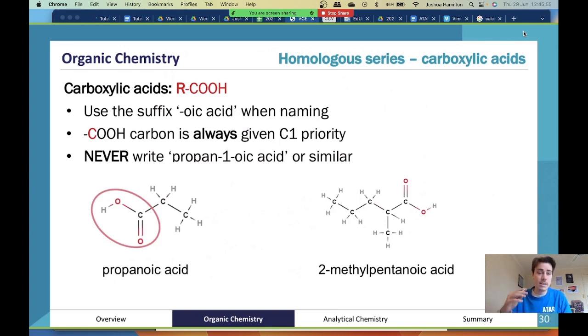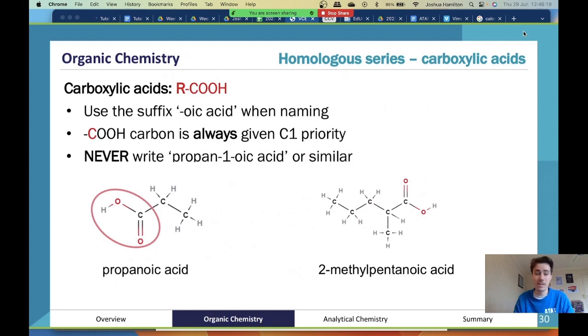Now, carboxylic acids. Carboxylic acids use the suffix -oic acid. Now, these are the most common ones that come up. These are really, really, really important. So please understand these out of today. So a carboxylic acid has the suffix -oic acid. It does not have a prefix.